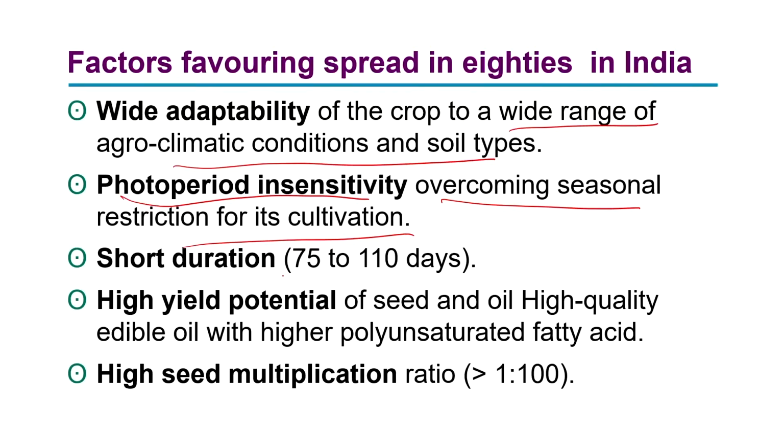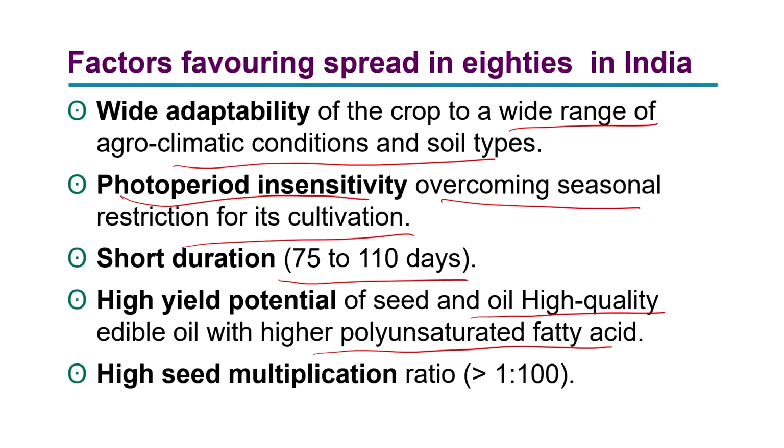And it is of shorter duration, 75 to 110 days, with high yield potential of seed, and the oil is high quality oil with high polyunsaturated fatty acid. As we know, polyunsaturated fatty acids are better for our health than saturated fatty acids. So high seed multiplication is also there, more than 1:100.